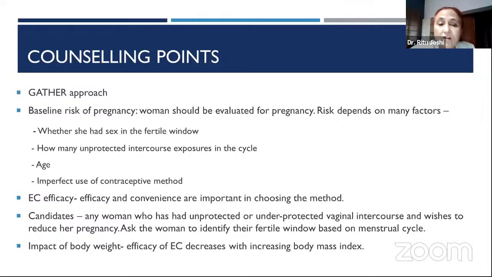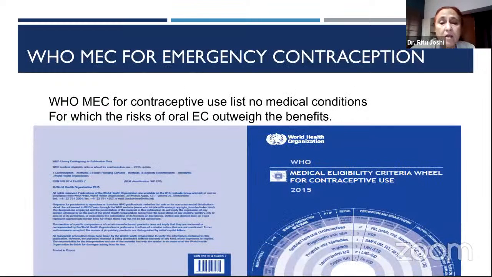So we should also tell them that any woman who has had unprotected or underprotected vaginal intercourse and wishes to reduce her pregnancy risk, ask her to identify her fertile window period on the menstrual cycle, and then guide them how well it is going to protect them. We also have the WHO MEC wheel with us, which helps us in guiding the women in whom we can advise this method, and whom we cannot advise this method.